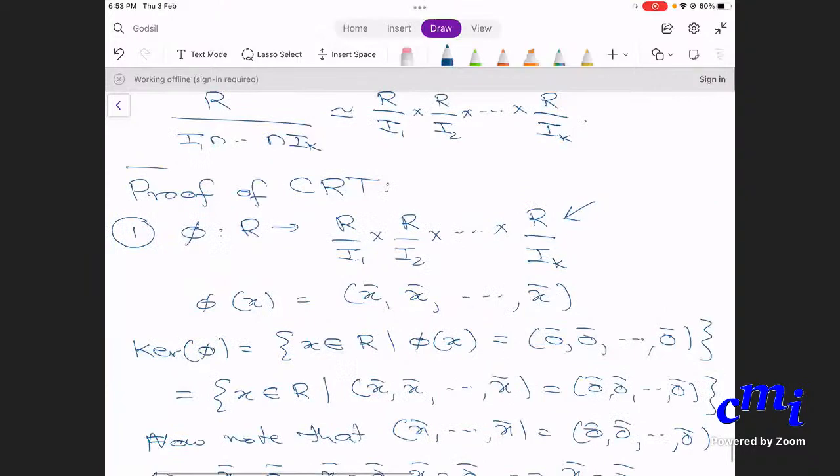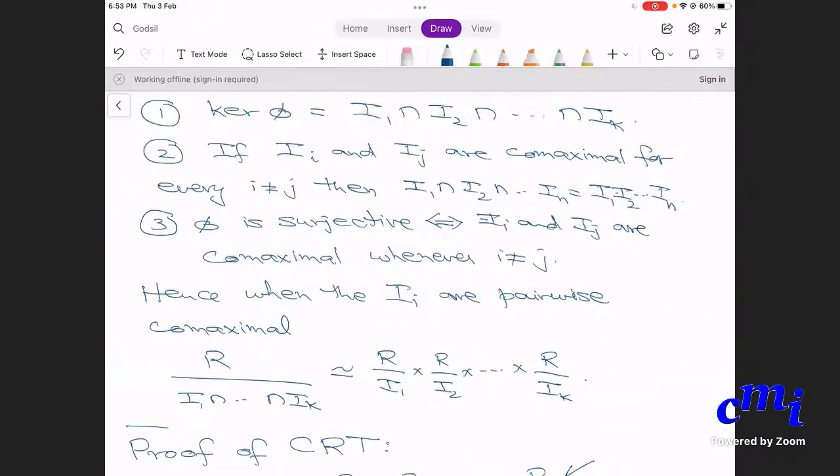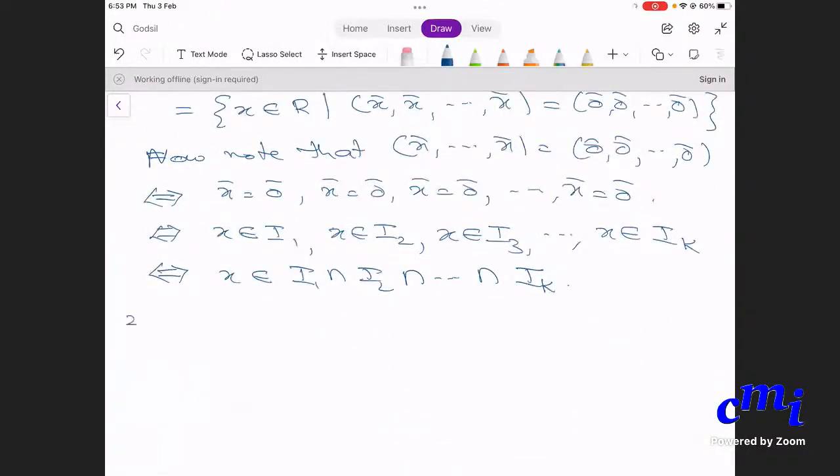Now let's look at the second part. The second part says, suppose that these ideals are co-maximal pairwise. That means any two of them add up to the whole ring. Then we want to show that the intersection and the product are the same. So for this, let me first recall. We are going to do part 2 by induction on k.